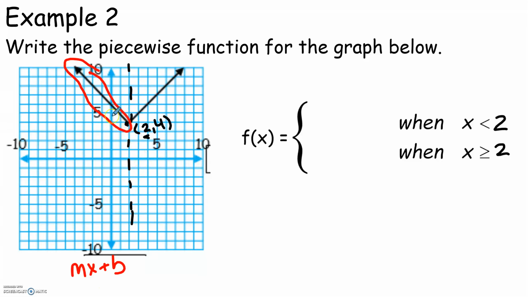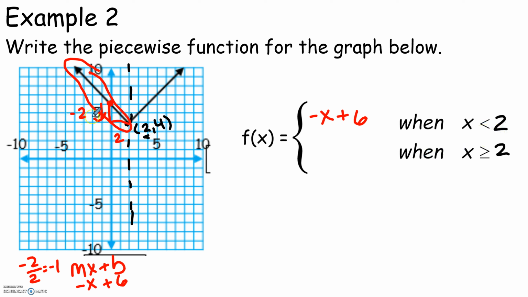My y-intercept crosses right here at +6. My slope, if I'm moving between these two points, I have to go down, which is a negative direction, and I have to go right, which is positive. So my slope is negative 2 divided by 2, which is negative 1. So I'm going to get negative x. So over here I have negative x plus 6 as what happens when x is less than 2.